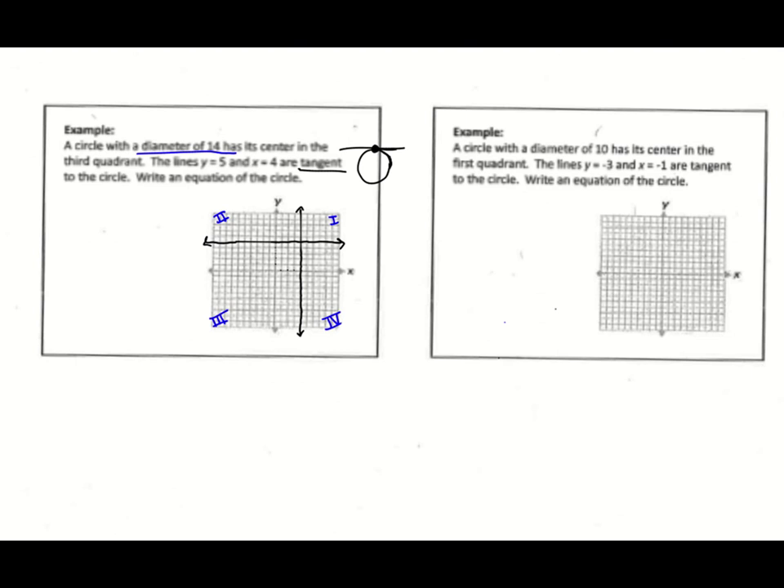So if my diameter is 14, remember that means that my radius is going to be half of that. The diameter is the whole circle, the radius is half my circle. So if I take that 14 divided by 2, that means my radius is equal to 7.